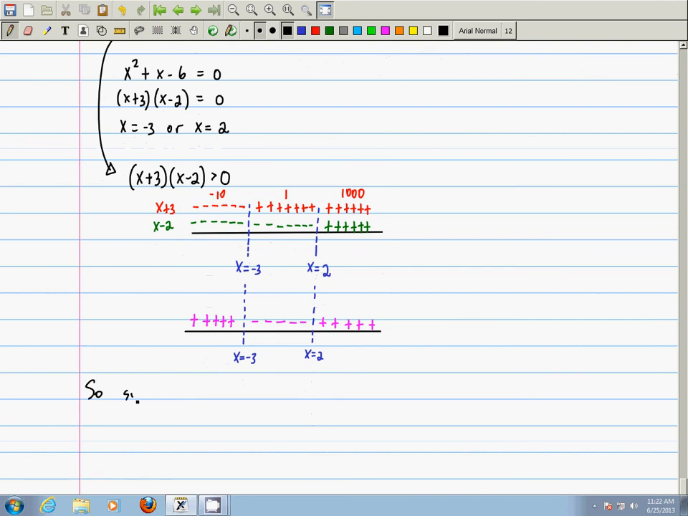So the solution is x less than negative 3 or x greater than 2. And if I asked you to write this in interval notation, how would you write it? So how would you write this first part? So negative infinity and then what? Negative 3, and do we include negative 3? No. Okay, how do you write the second part? 2 to infinity, right, good.